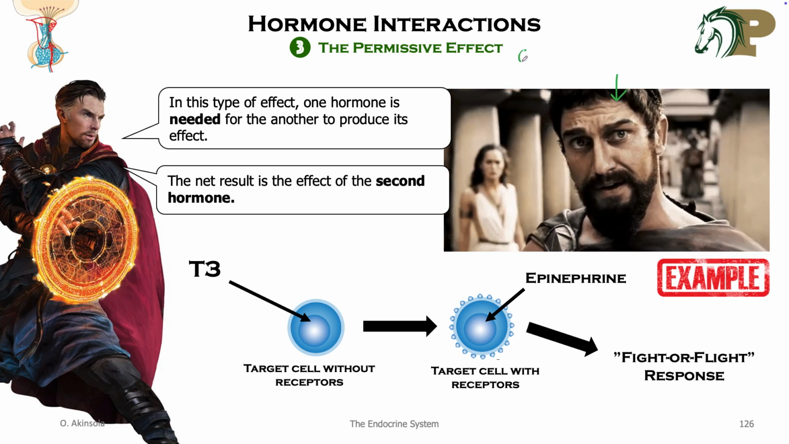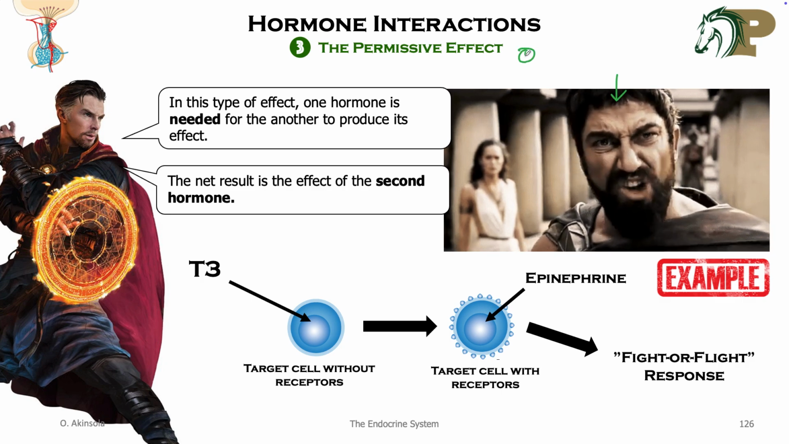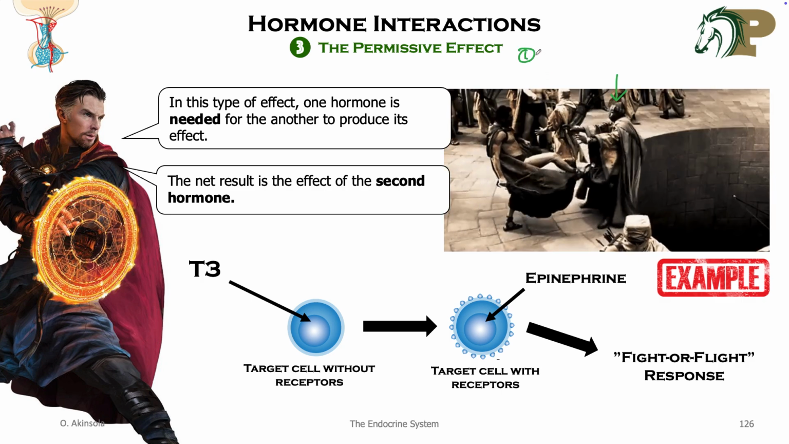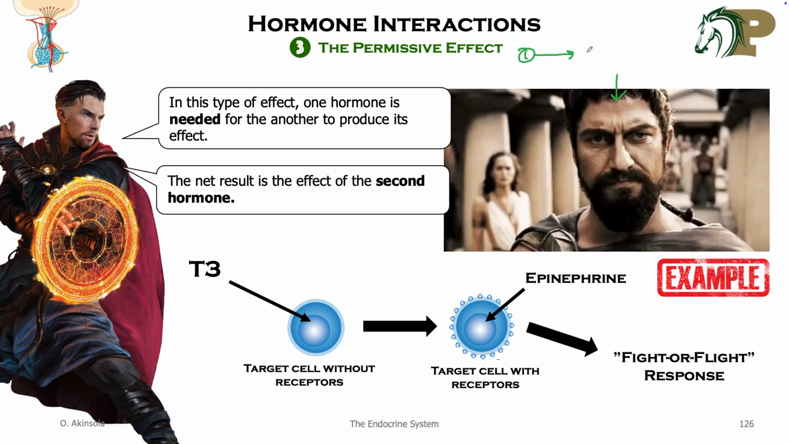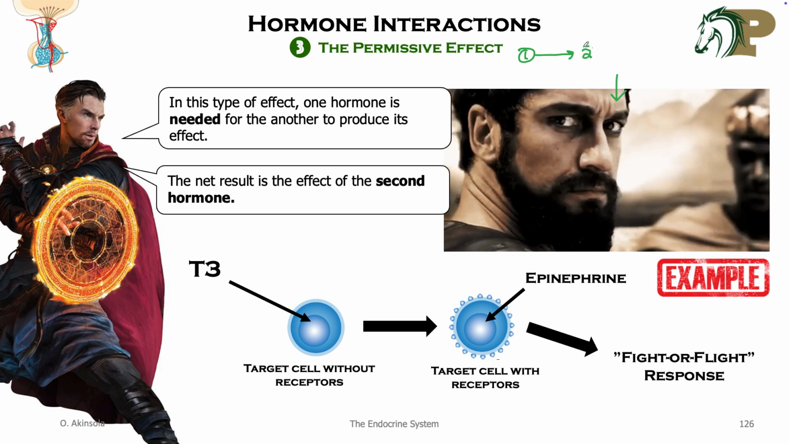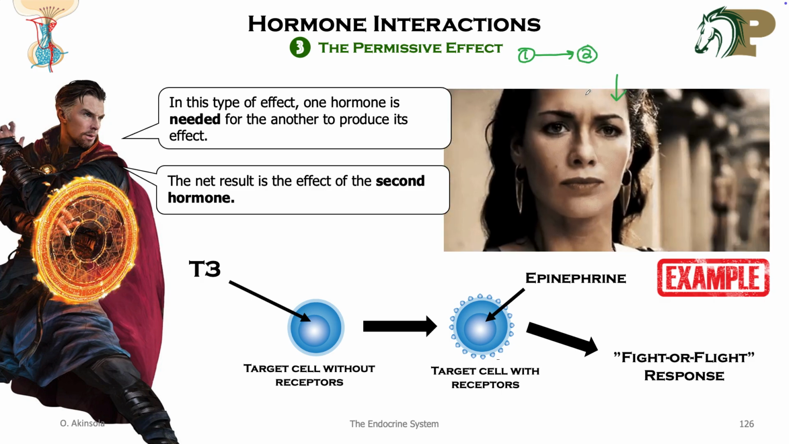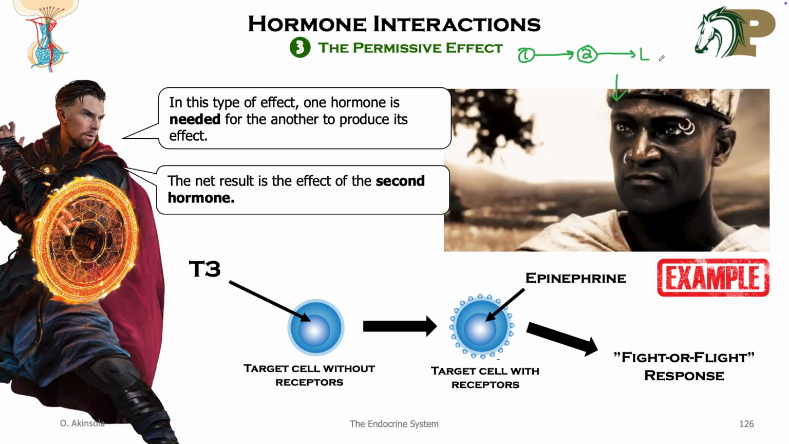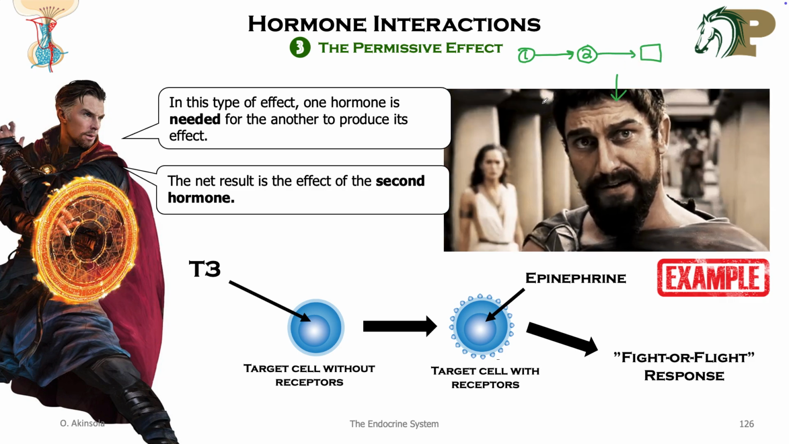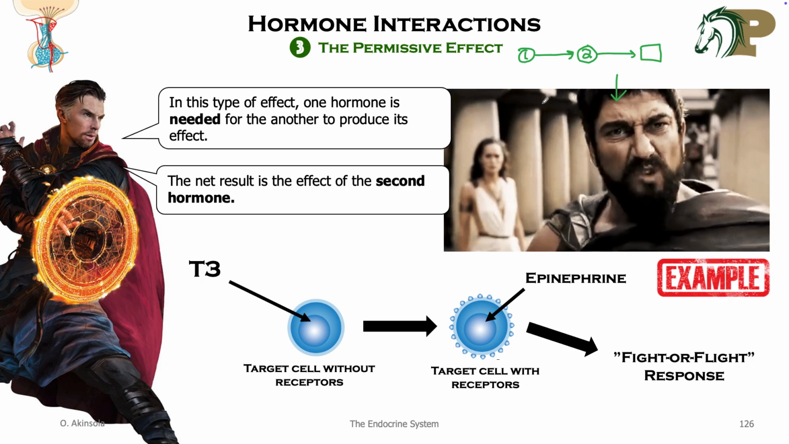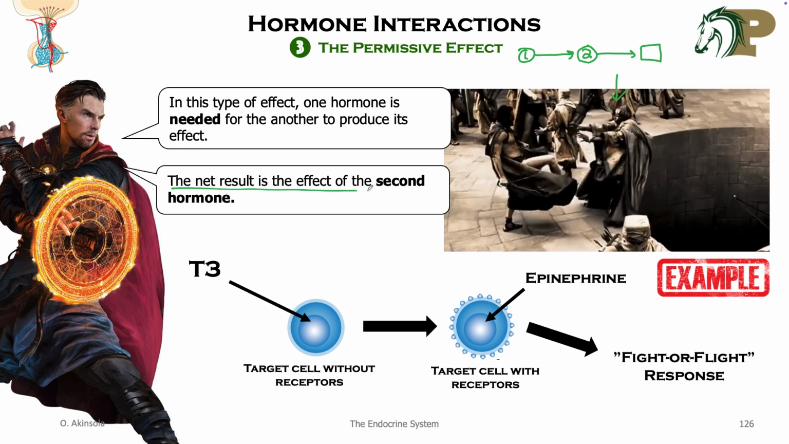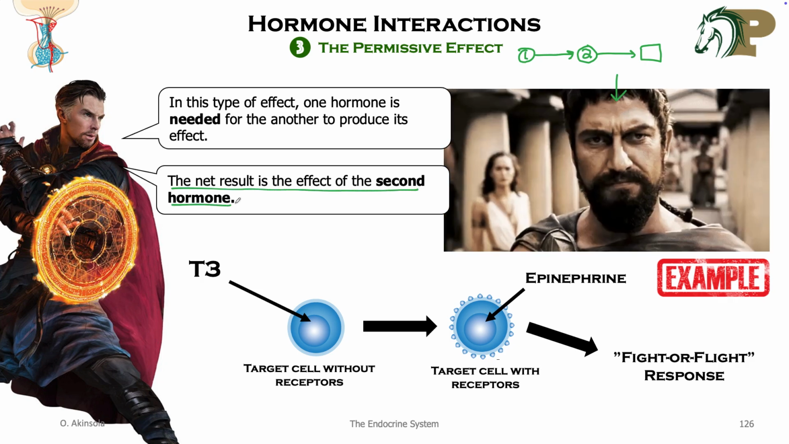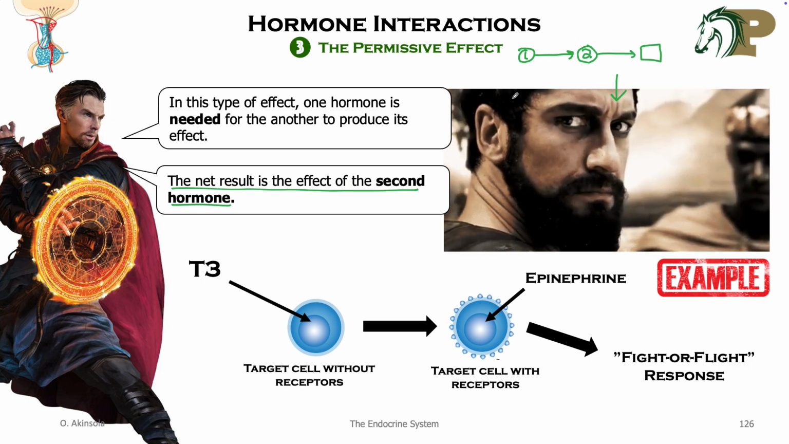Okay, so what happens in your permissive effect is one hormone essentially gives the okay to, or activates, a second hormone, and then the second will exert its effect on the target cell. So the net result is the effect of the second hormone.